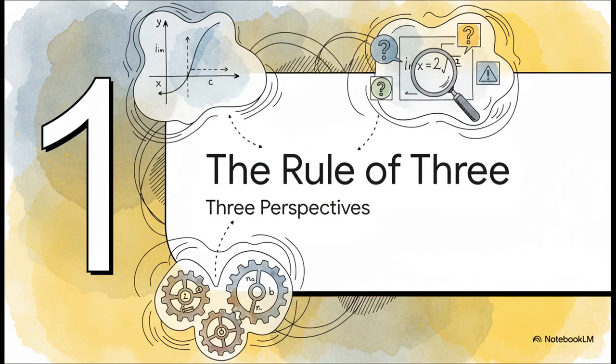And that is where our investigative toolkit comes in handy. We're going to attack this problem using something called the rule of 3. The best way to think about it is like we're detectives looking at a mystery from 3 totally different angles to make sure we don't miss anything.